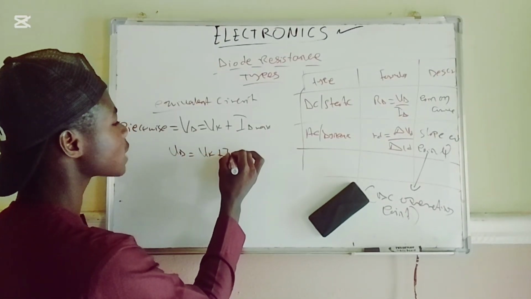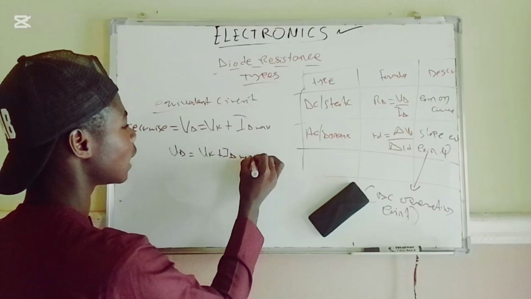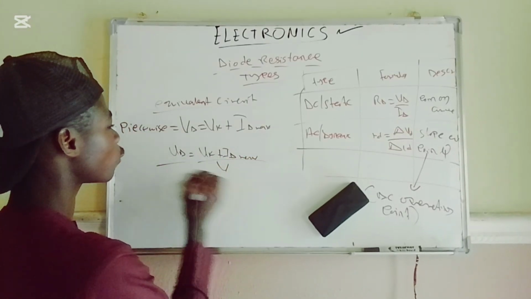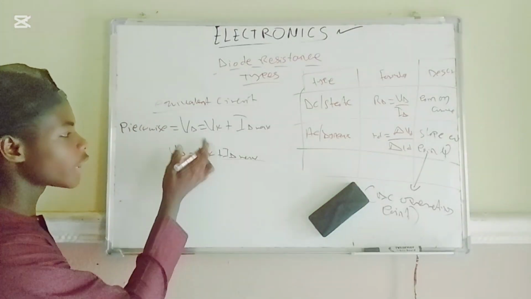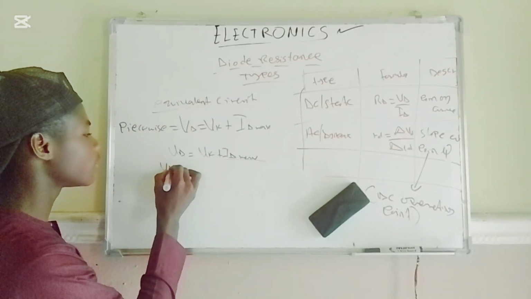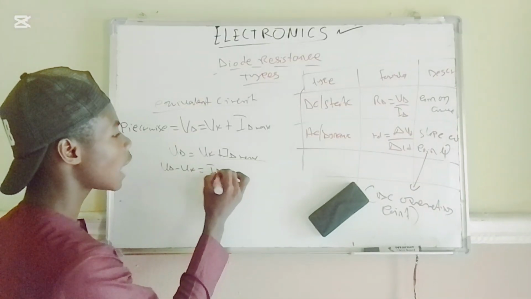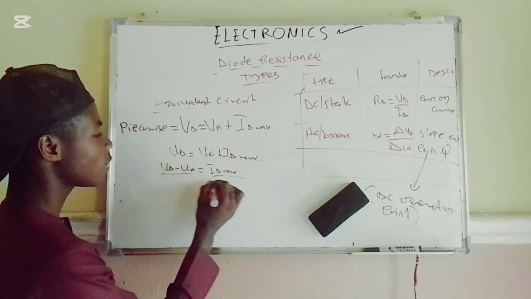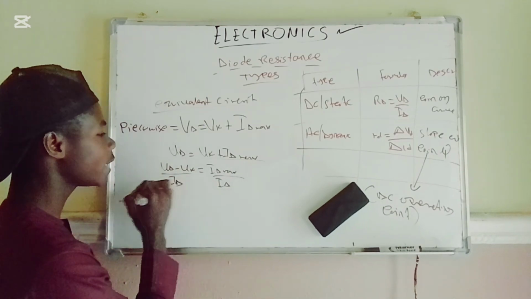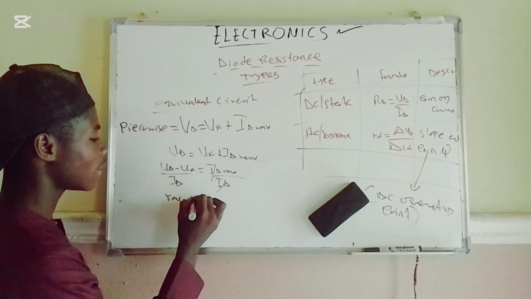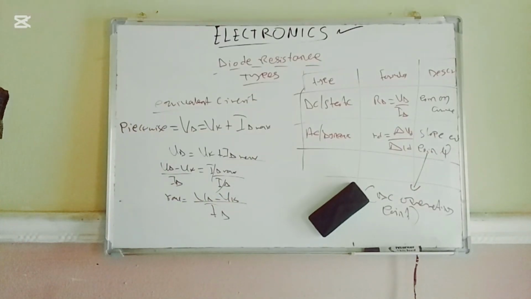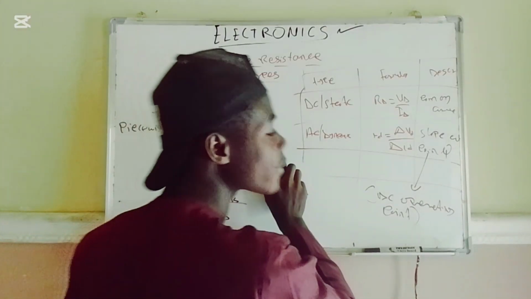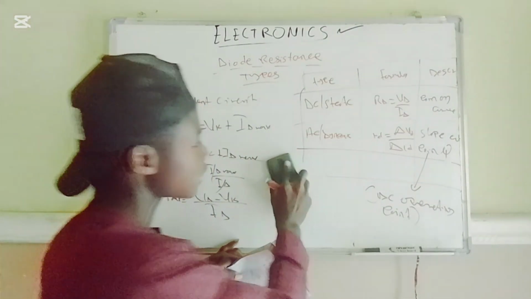So let's say this is VD, it is equal to VK plus ID R average. Before dividing both sides, whenever VK crosses over, it becomes VD minus VK, equal to ID R average. Divide both sides by ID. ID will cancel ID, so therefore R average is VD minus VK, divided by ID. Yes, this is what I have here. So there is what we call the simplified. Kindly pause the video and copy this.